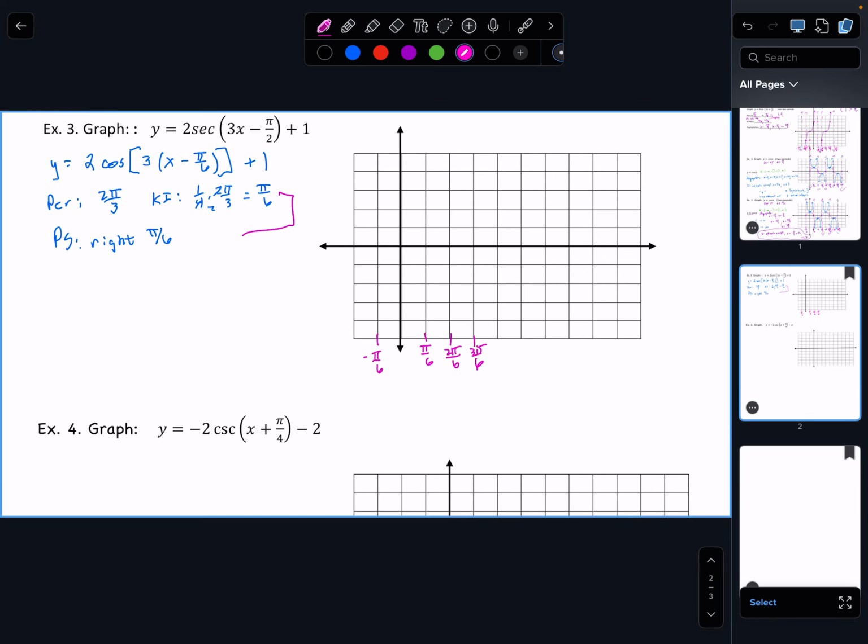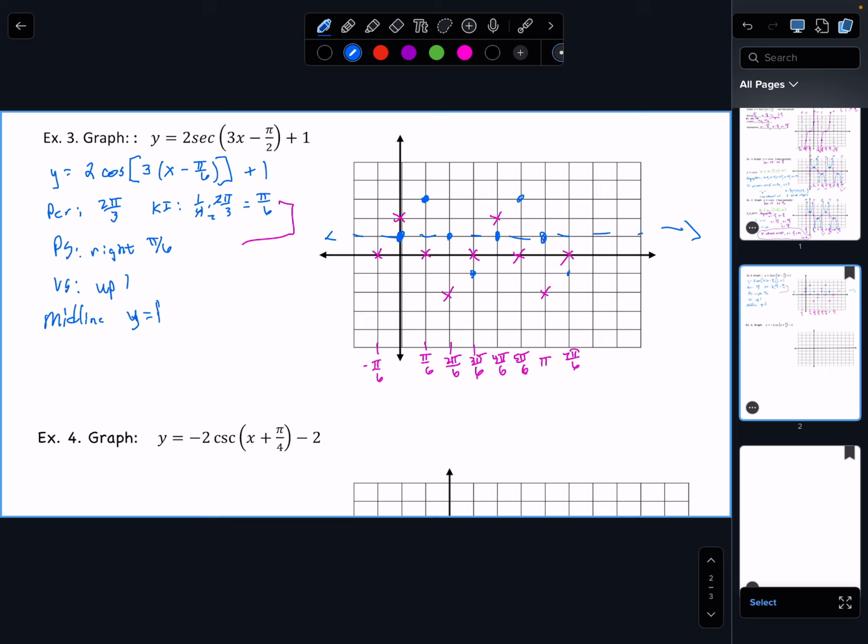So take each of these points and go to the right one and up 1. To the right one, up 1. To the right one, up 1.